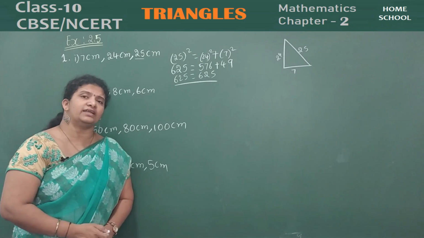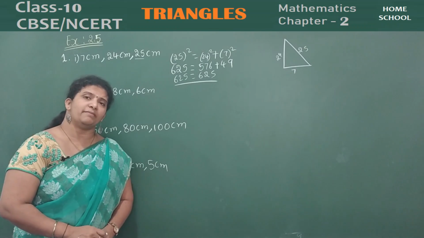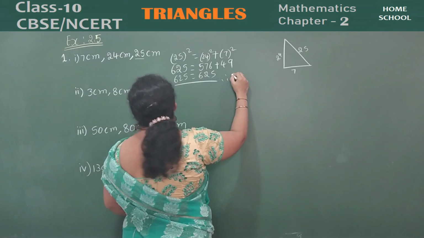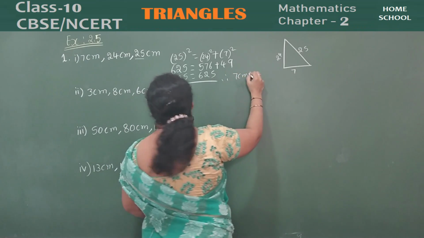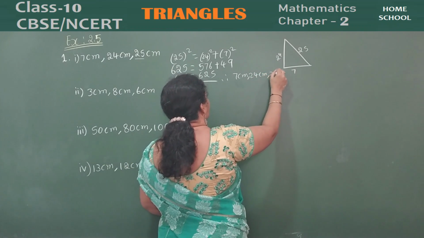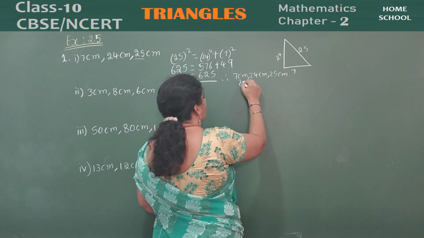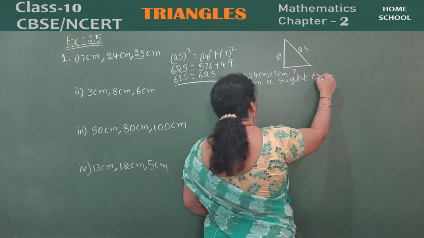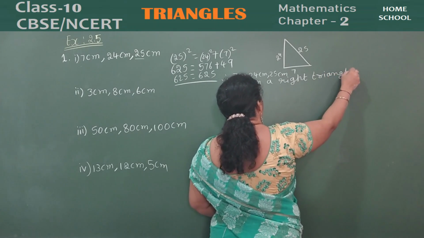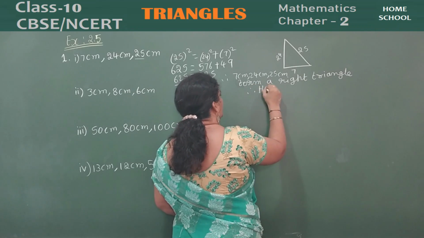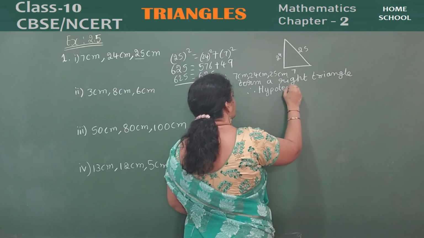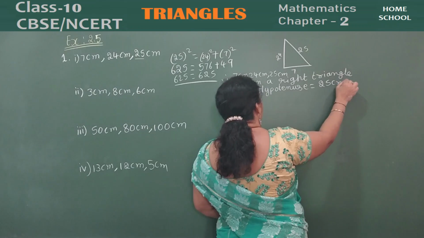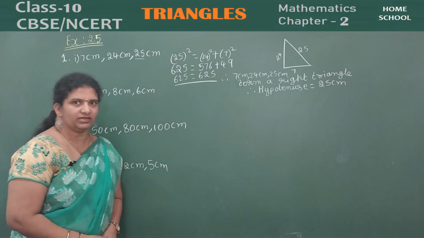Then if it is a right angle triangle, what is your question? Find the measure of hypotenuse. Therefore, what you are going to write? Therefore, 7 centimeters, 24 centimeters, 25 centimeters form a right angled triangle. Therefore, the length of the hypotenuse is equal to the longest side, that is 25 centimeters.